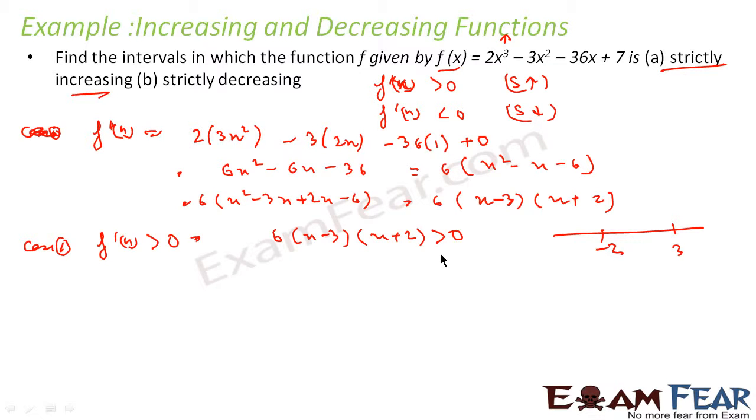And how do we solve such an equation? What we can do is we can take any value in either of these ranges and see if the value is positive or negative. So let's suppose 0 here. Okay, let 0 be a point here. If you put x equal to 0, this comes out to be 6 into 0 minus 3 is minus 3, and 0 plus 2 is plus 2. This is nothing but minus 18 into 2, minus 36. So any value in this range is negative. This side is positive and this side is positive.